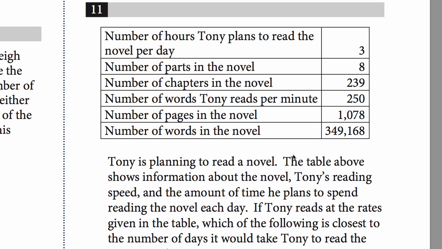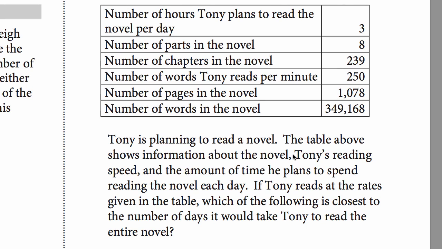All right, number 11. This one says, Tony is planning to read a novel. The table above shows information about the novel, Tony's reading speed, and the amount of time he plans to spend reading the novel each day. If Tony reads at the rates given in the table, which of the following is closest to the number of days it would take Tony to read the entire novel?